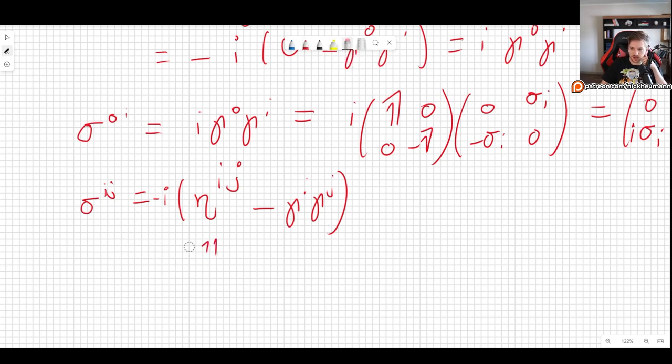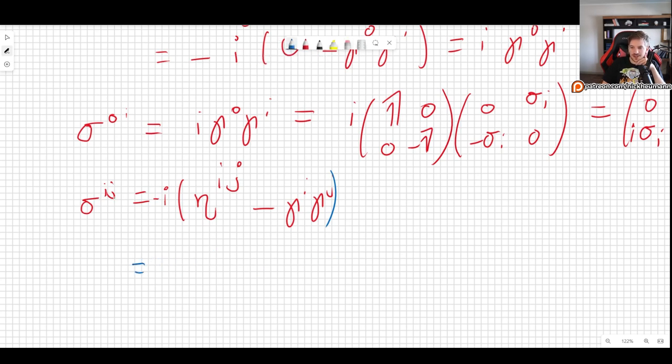And you can see this because if you take I to be equal to j, then we have minus I times eta II, which in any case is going to be minus 1, minus gamma I squared, which we already know is minus 1. So this thing here will be plus 1. So we get minus 1 plus 1, so this thing is 0. All right, that of course makes sense. It agrees with what we expect.